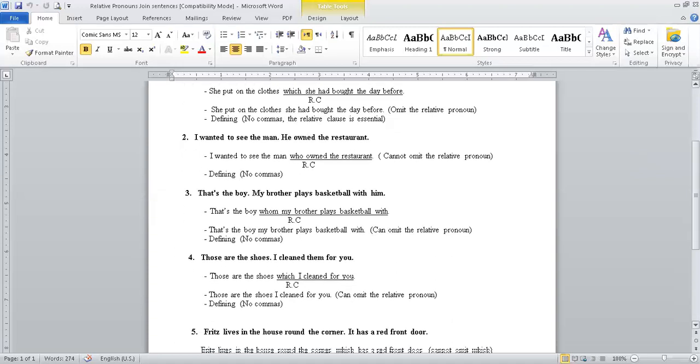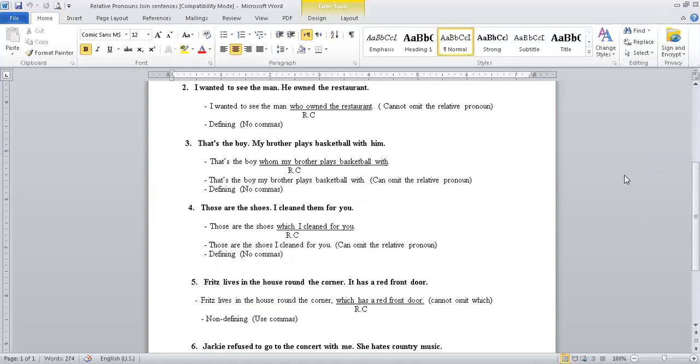In number 4, those are the shoes. I cleaned them for you. I cleaned what? The shoes. We want to define the shoes. So you have to omit them, delete them, because it refers to shoes. I cleaned the shoes. I is the subject. So the shoes is the object. We want to define an object.